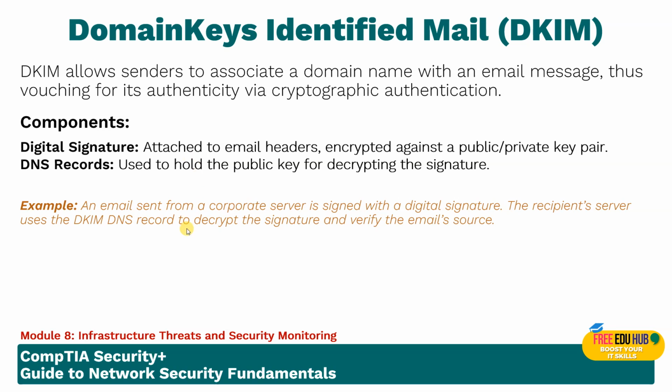Then we have the DNS records, which are used to publish the public key for decrypting the signature. So an email sent from a corporate server is signed with a digital signature. The recipient server uses the DKIM DNS record to decrypt the signature and to verify the email source.